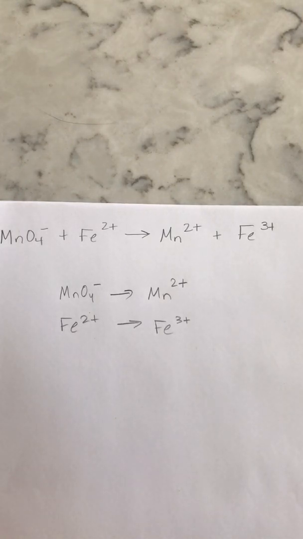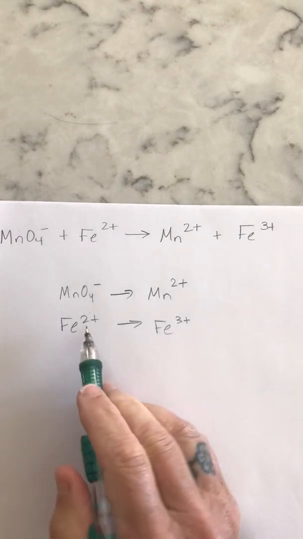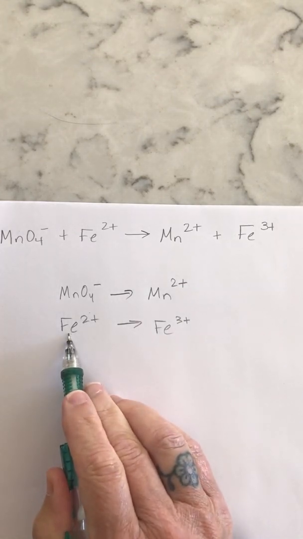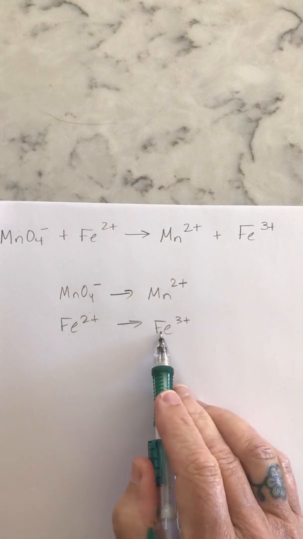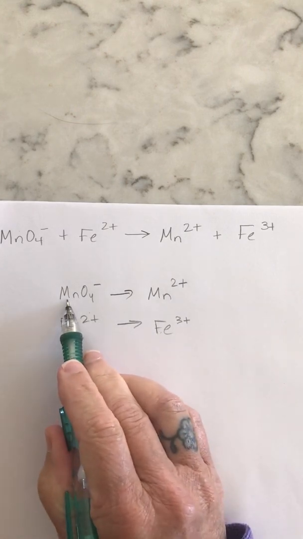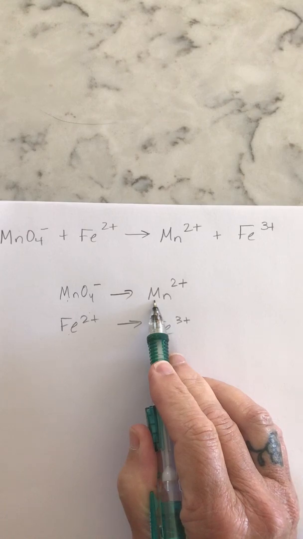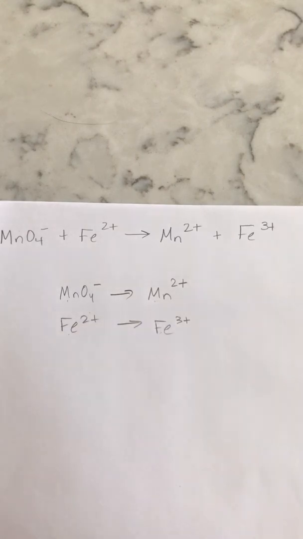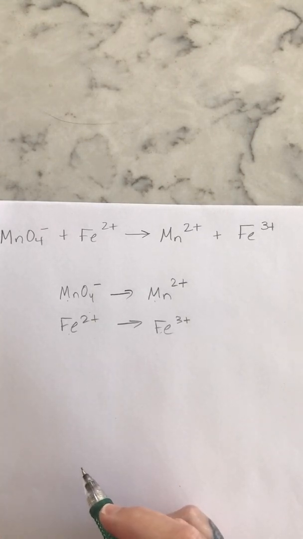Step 2, make sure all the elements other than oxygen and hydrogen are balanced. So in the second reaction, we have 1 iron here, and we have 1 iron here, balanced. And we have 1 manganese, and we have 1 manganese. Now, if for some reason the elements other than oxygen and hydrogen are not balanced, this would be the step where you would want to balance those elements by simply placing coefficients in.